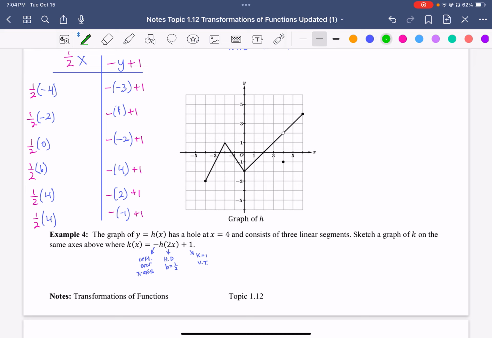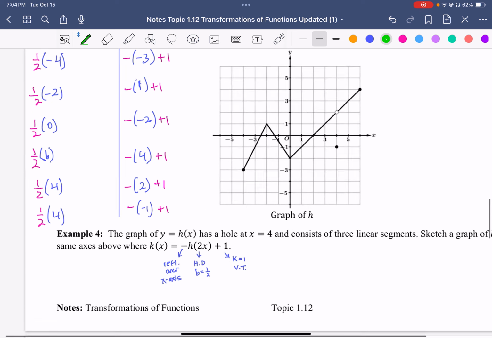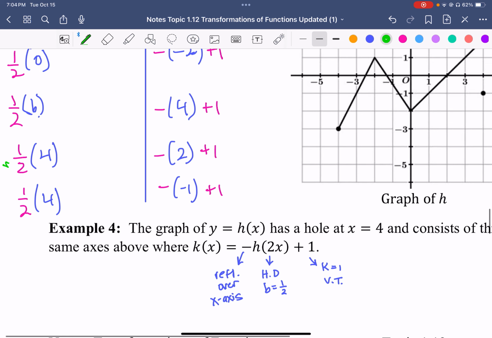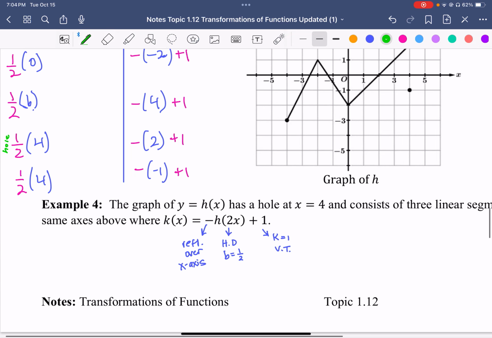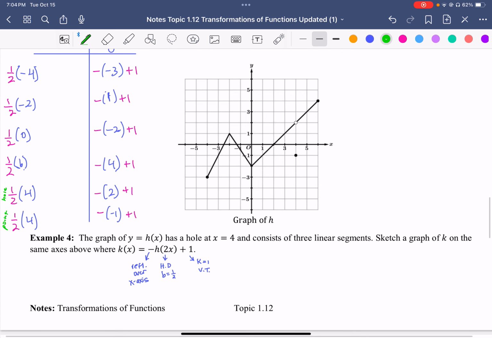Okay, so what I'm going to do is label it. When I regraph it, I need to make sure that they are still the same. So remember, at (4, 2) we had a hole, and at (4, -1) we have a random point. Okay, so now let's simplify.